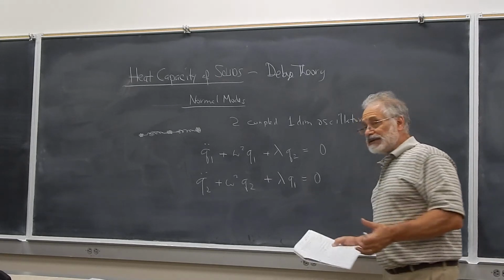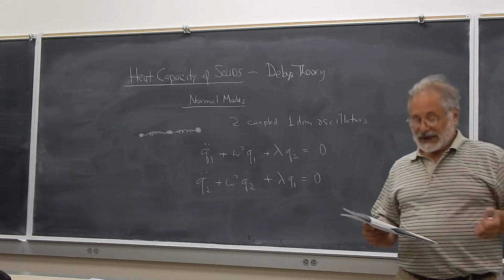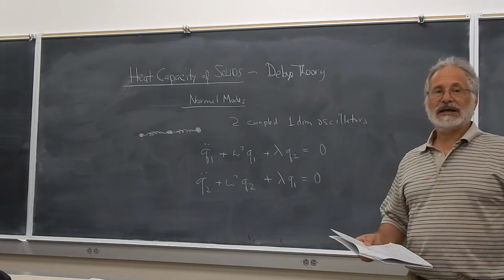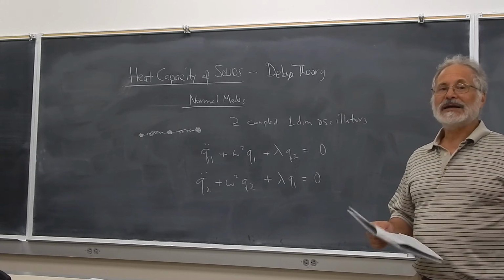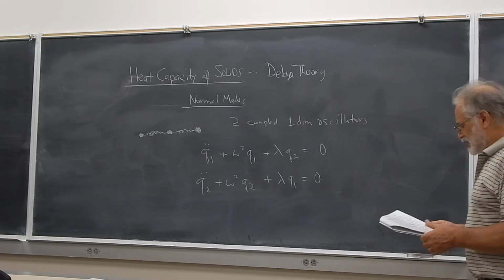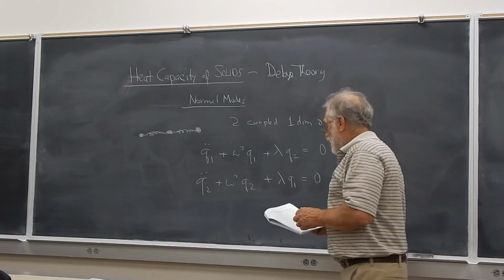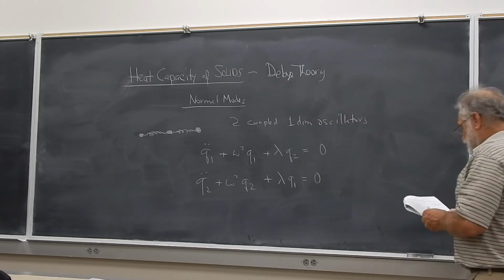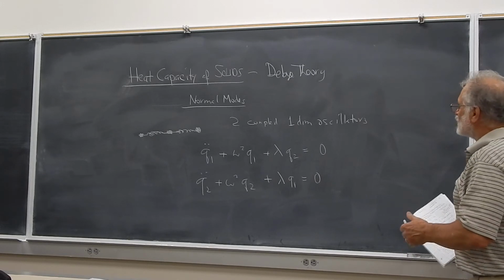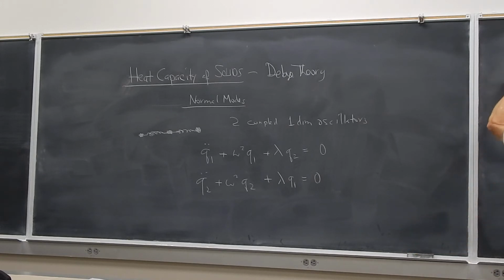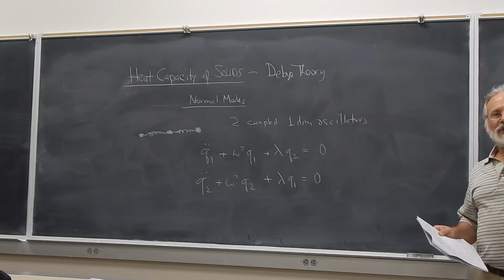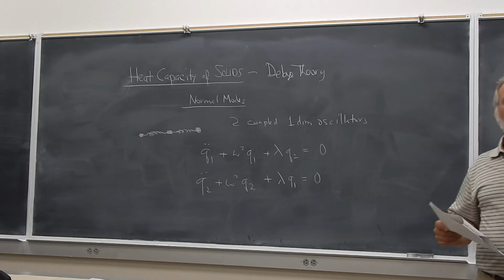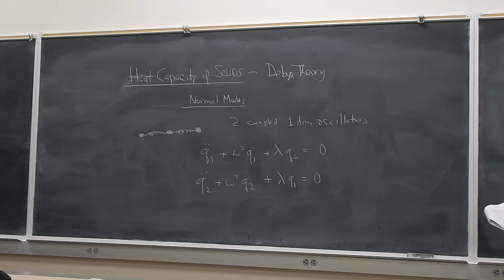If lambda were 0, you would have 2 independent oscillators. But lambda is not 0. We have a coupled oscillations case here. If I want to find the normal modes of vibration, what I have to do is attempt to find 2 new coordinates. We'll call them capital Q1 and capital Q2, such that when I look for their modes of vibration, they will be 2 independent oscillators.